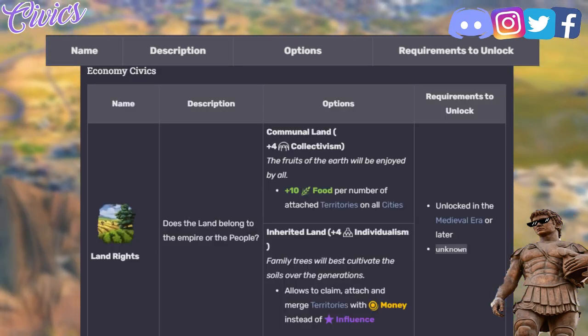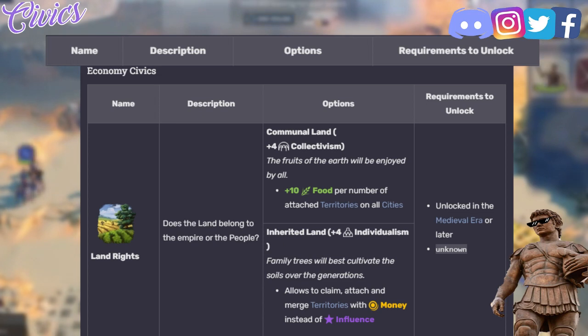Economy civics. Land rights. Does the land belong to the empire or the people? Option A, communal land, +4 collectivism: the fruits of the earth will be enjoyed by all.